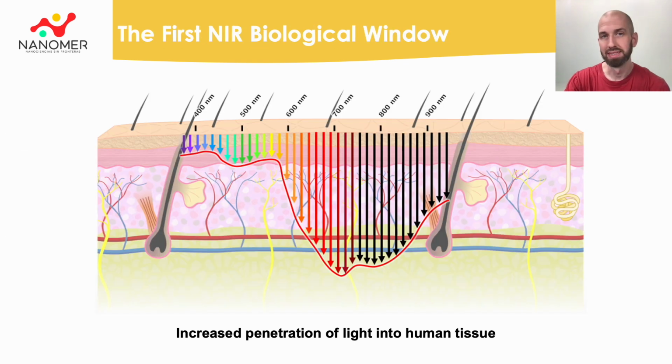So the net result of this is that we see a dramatic increase in the penetration depth of light into human tissue in the first near-infrared biological window. In this region, the penetration depth of light goes from around a few millimeters to several centimeters. Hence, photothermal conversion agents that absorb strongly at these wavelengths can produce heat in vivo, creating localized heating without significant heat generation along the light path.